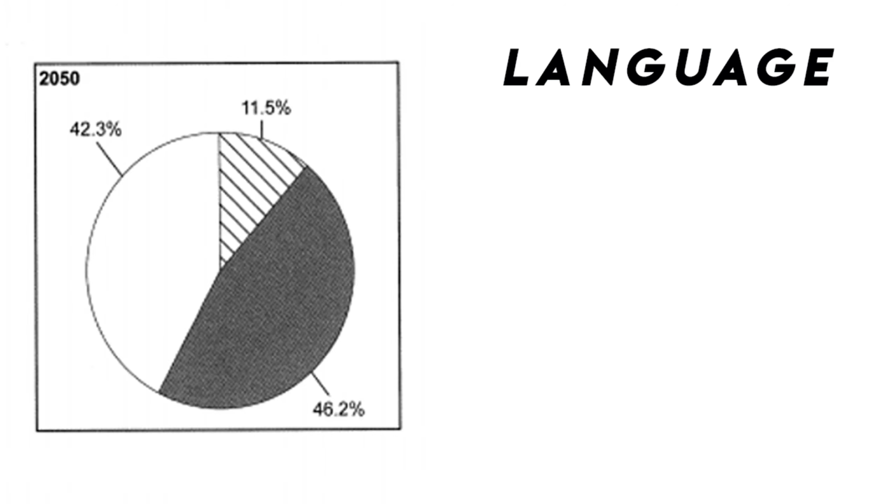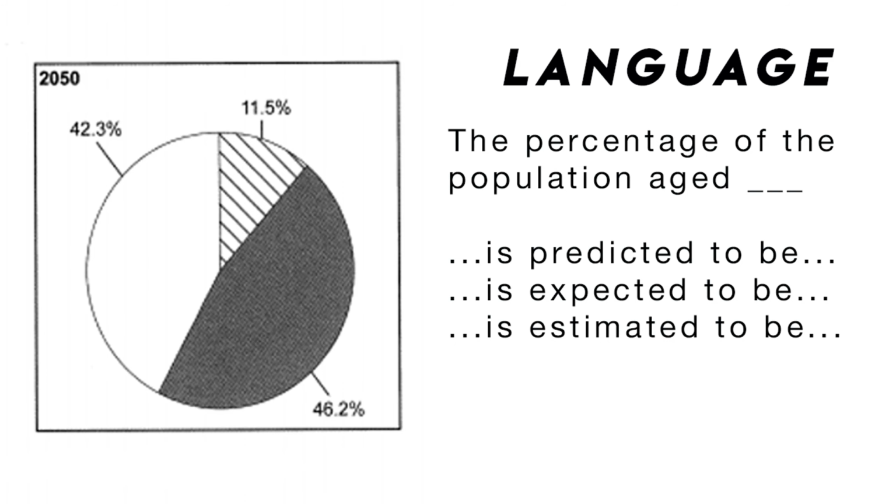Let's look at the pie chart for Italy in 2050. How can we describe it? Here we can see some options. You need to identify the group that you're describing and tell the reader that you're talking about the percentage of the population in that age group. Then use a phrase that shows this is in the future and it is a prediction. This is a bit harder than talking about the past, but it's not too difficult.